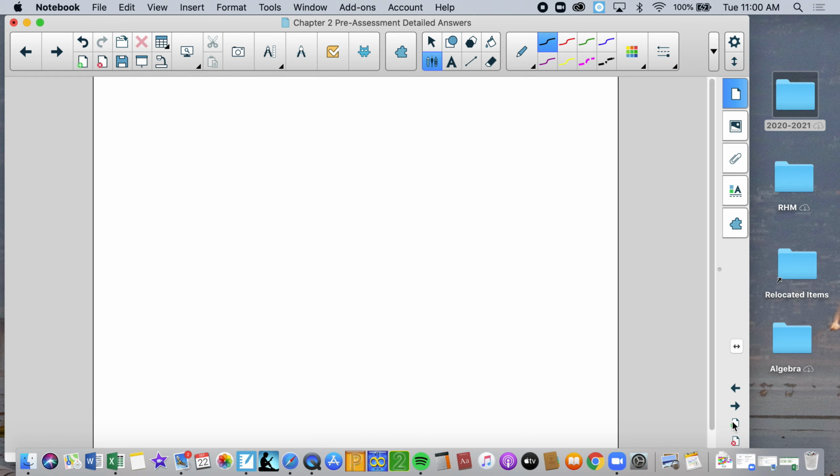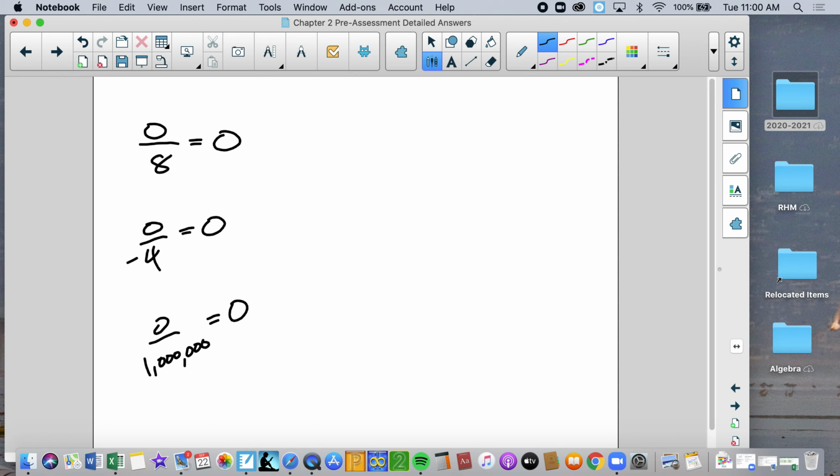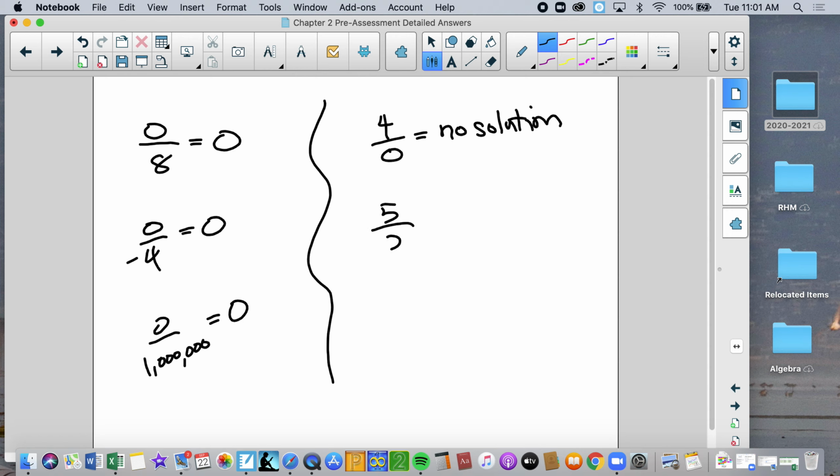Very important to understand that 0 over 8 equals 0, 0 over negative 4 equals 0, 0 over 1 million equals 0. However, when you get 4 over 0, that is no solution. That's impossible. You can't have 0 in the denominator. That's no solution. That's impossible to do. If you have negative 7 over 0, that's no solution.